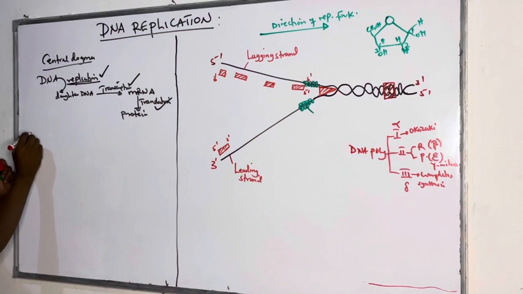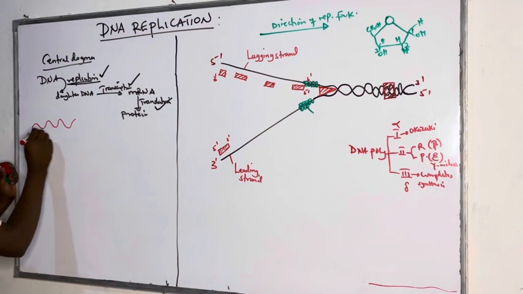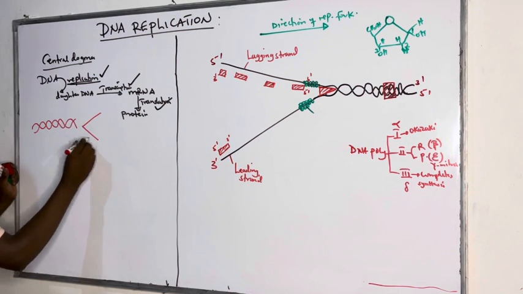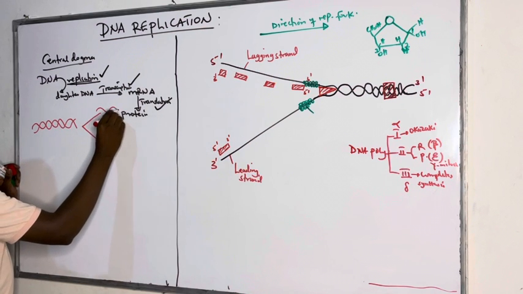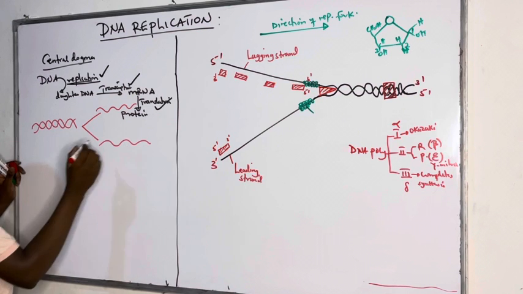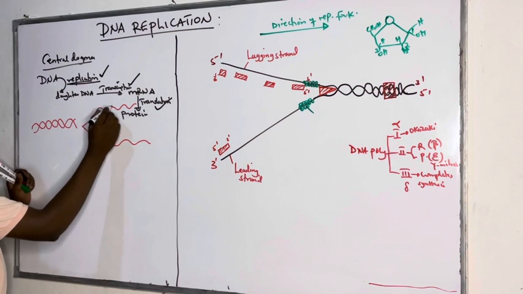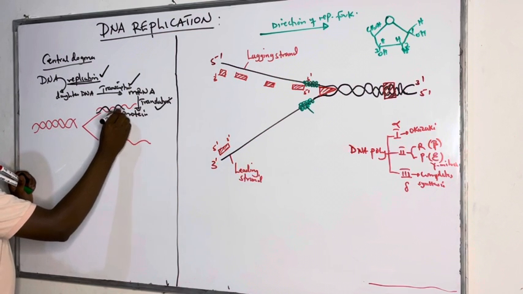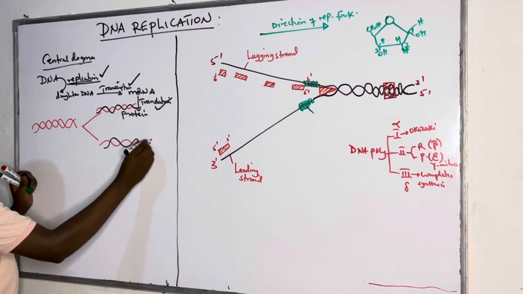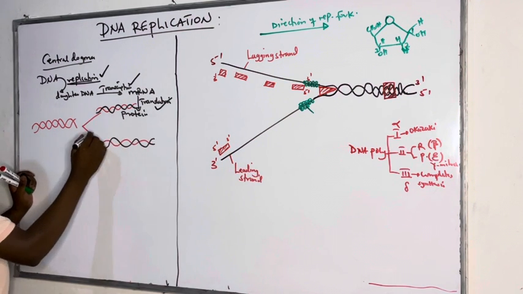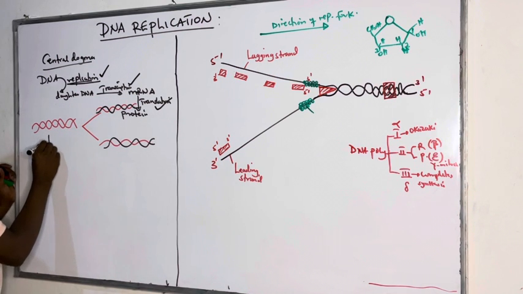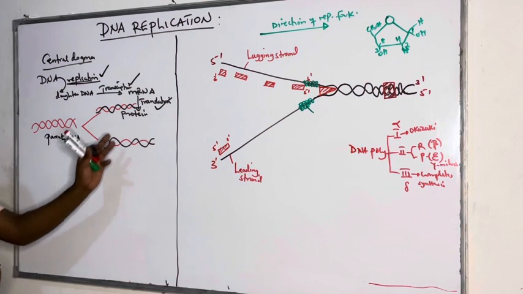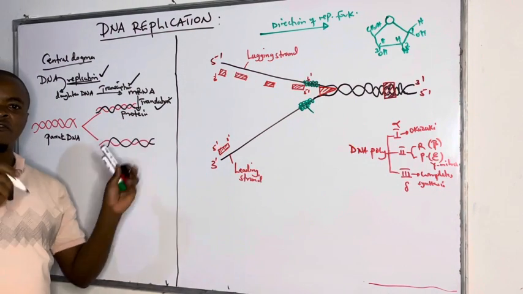Duplicating means that if this is the parental DNA, we are going to see this parental DNA being duplicated into two, whereby we form two daughter DNAs, each having one template strand of the parent DNA and another newly synthesized strand. So we form two daughter DNAs from one parent.